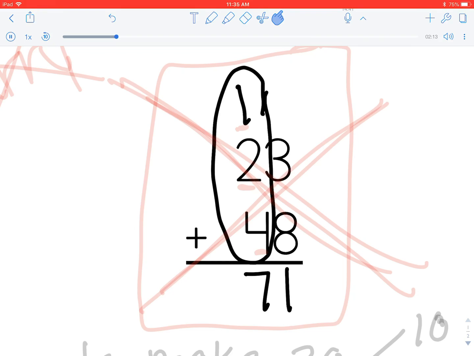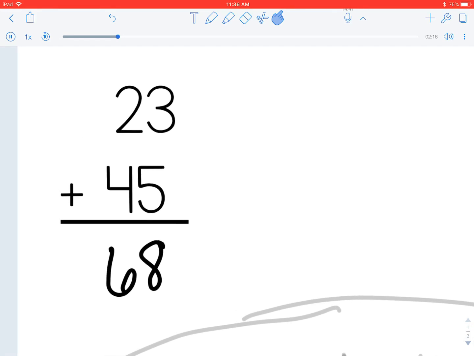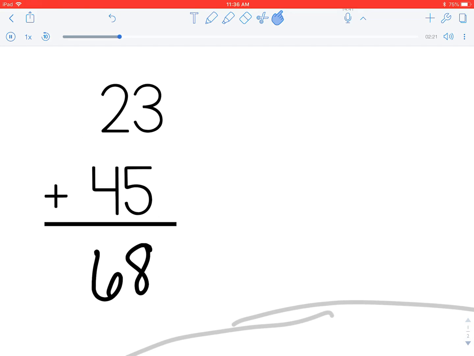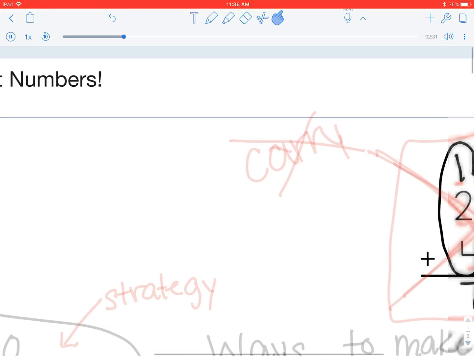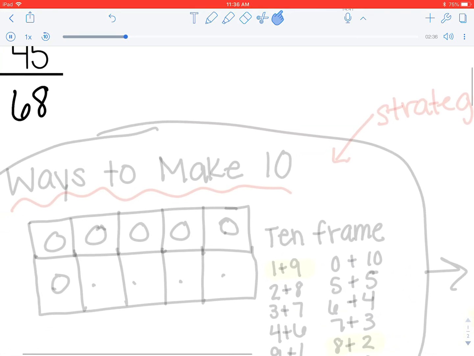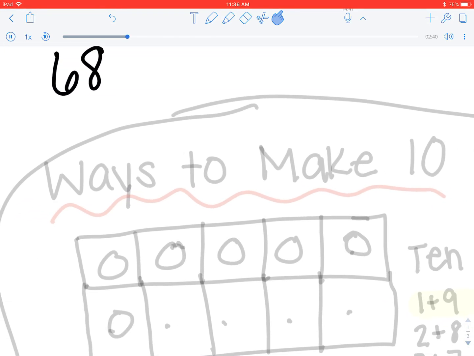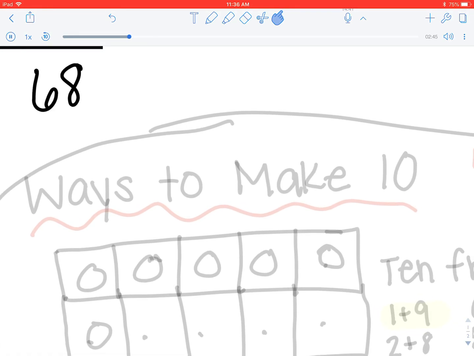So even back to this model, 23 plus 45, we want students to eventually be able to do things like this in their head and not have to see it vertically on paper and write it down. Same thing for this problem as well. So I'm going to start out with why it's so important for your student to understand ways to make 10, and then we will work up to helping them understand strategies and ways to add these two-digit numbers together.